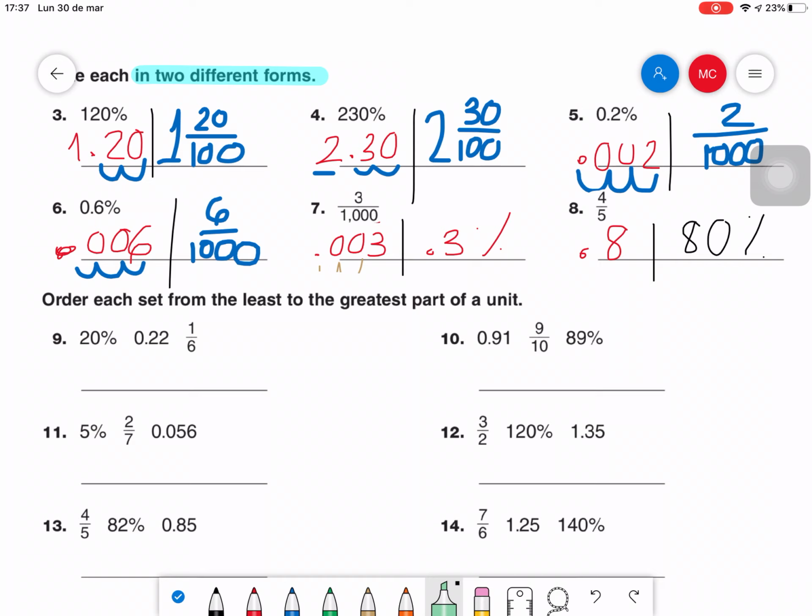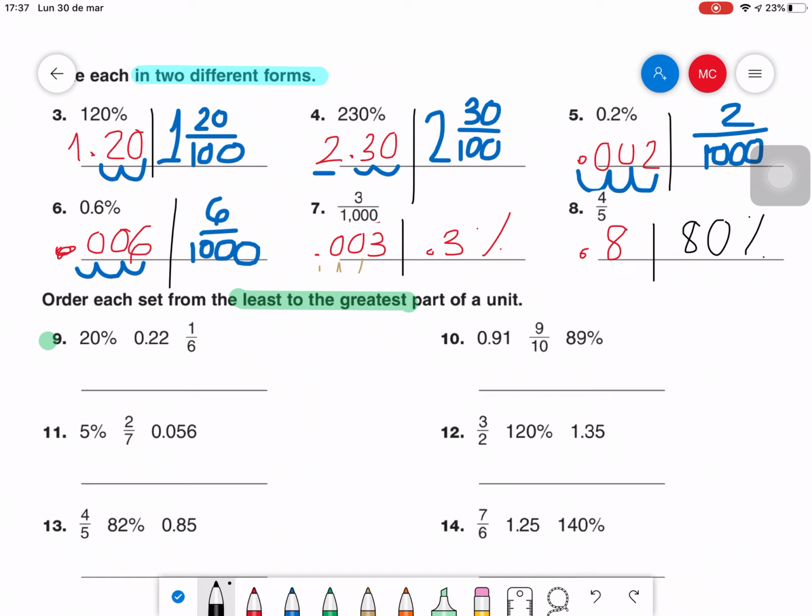Second exercise says, order each set from the least to the greatest part of a unit. That means you are gonna order the numbers below from the least to the greatest, okay? Number 9, it says 20%, 0.22, 1/6. The way to do it is gonna be the following. I want you to be able to convert all the numbers into decimals. Of course, you're gonna have some that are already decimals. In that case, you're gonna be fine, but the other ones need to be changed. Once you have written them as decimals, now you can order them from the least to the greatest, okay?